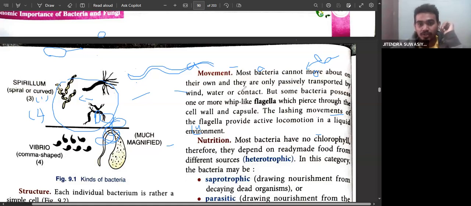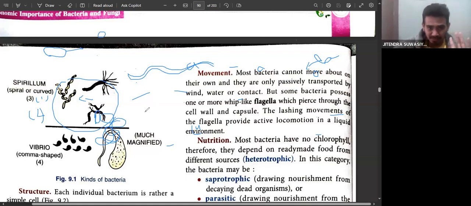So most bacteria cannot move about on their own, and they are only passively transported by wind, water or contact. So most of the bacteria that are present don't have flagella. I can't say that every bacteria has flagella. Some bacteria move through wind and water, or any contact method. After that they are transferred from one location to another.